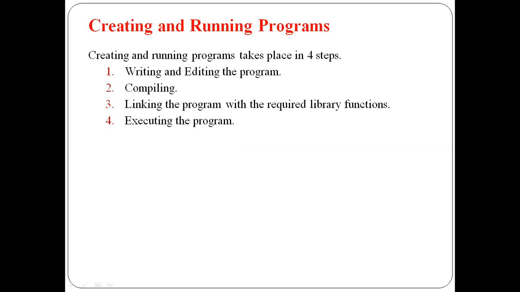So whenever we talk about a programming language, the main thing which comes to our mind is how to write the programs, right? Generally, when we want to create and run programs, we have 4 different steps. The first step is, you have to write and edit the program. Then you go for compiling the program. Then you use the required library functions, and then you start executing the program. So these are the 4 steps in order to create and run a program.